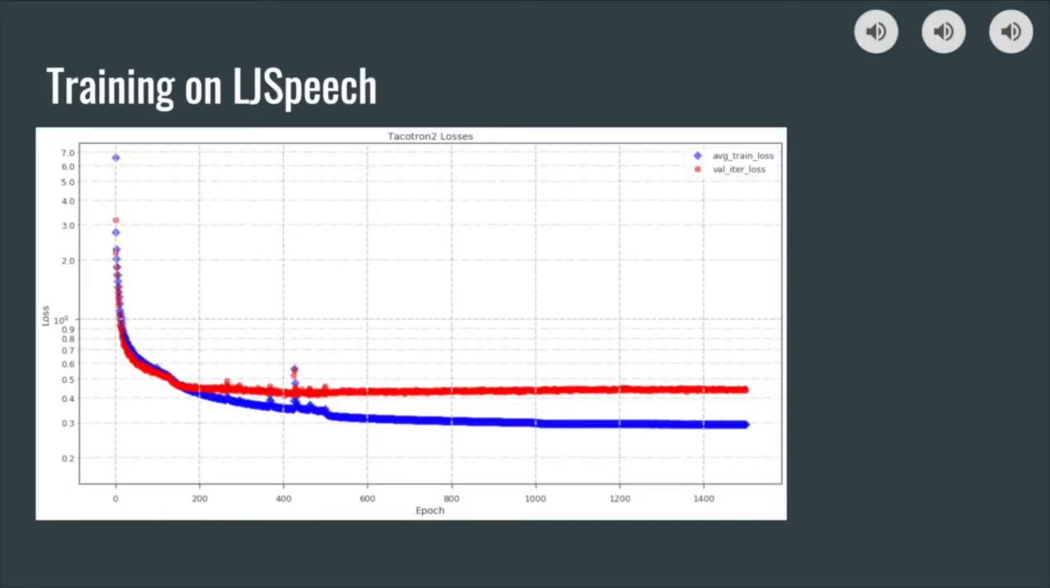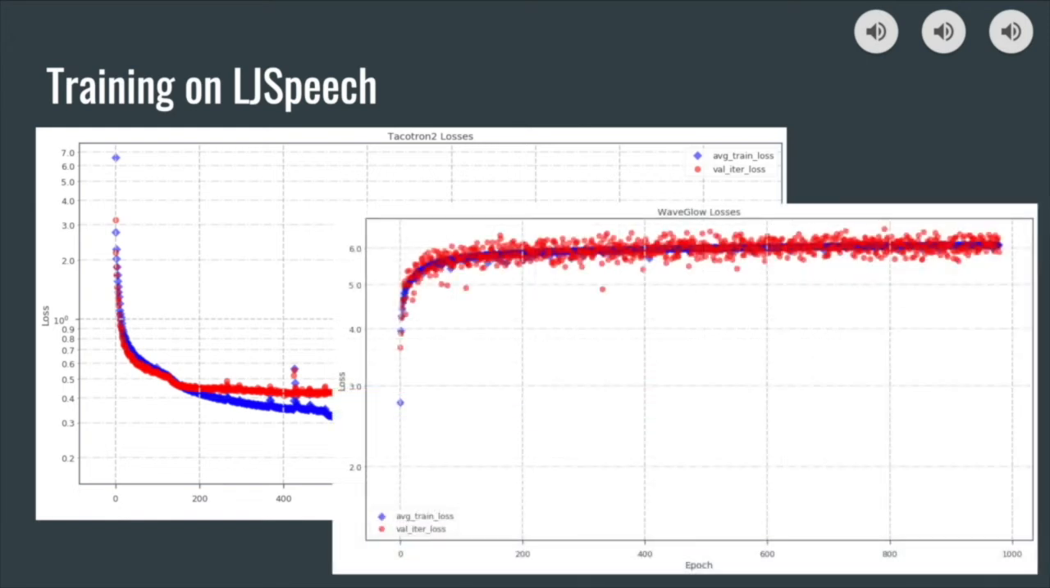Our first experiment involves training Tacotron 2 and WaveGlow on the LJ speech dataset. This is a training loss plot over 1,500 epochs of Tacotron 2. The red curve is validation loss and the blue curve is training loss. We do see some convergence as we approach near the end of training. Similarly, we can also take a look at the WaveGlow network's losses. Note that this is inverted so that larger values are considered better here.